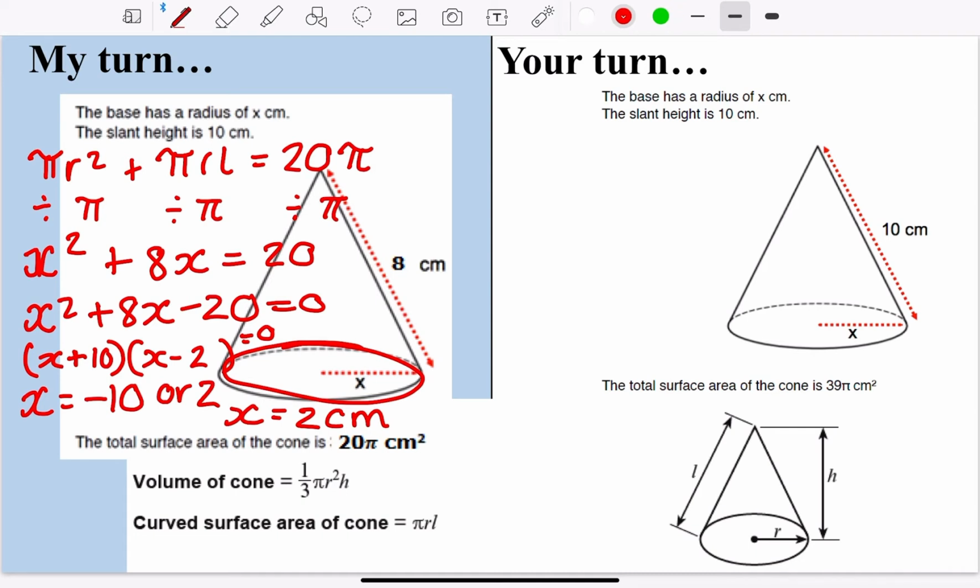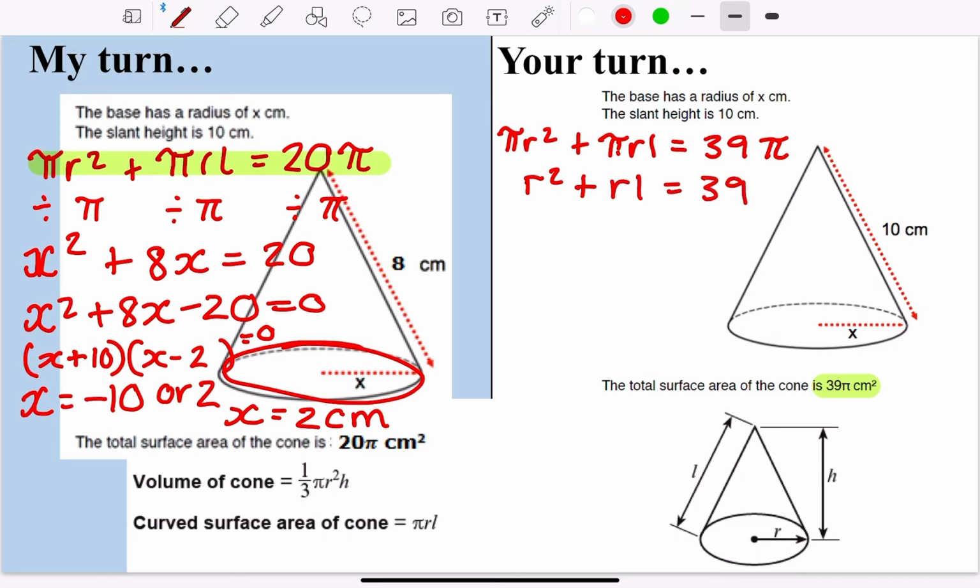Your turn. So once again, we're going to be working backwards. I'm going to be using the same formula that I identified here to help us. But this time, my total area is 39 pi, so slightly different. I'm going to have pi r squared add pi r l is equal to 39 pi. And once again, I'm going to start by dividing through by pi first of all. So now I'm going to have r squared plus rl is equal to 39.